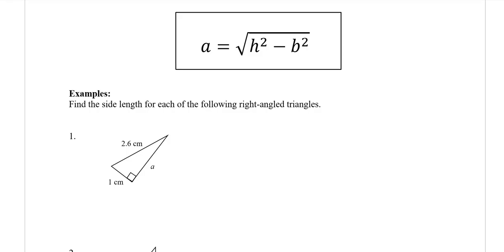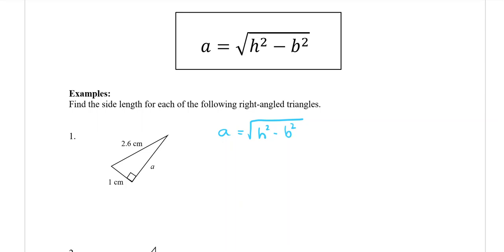The formula is here at the top of the page, so we're going to do 3 lines of working out like we did in the last section. Once you've identified that this is a shorter side that we're finding, our formula is A equals the square root of h squared minus b squared.